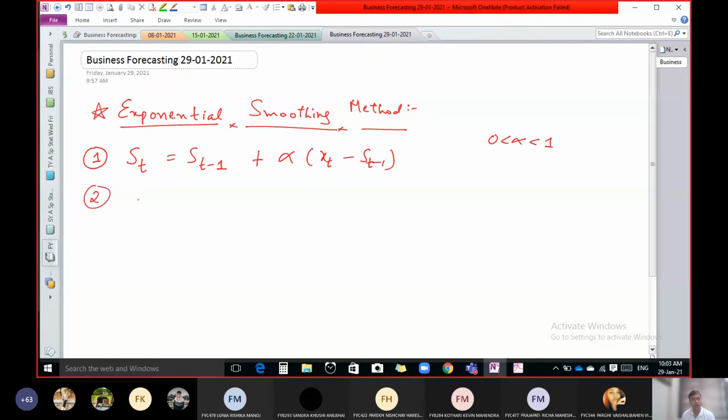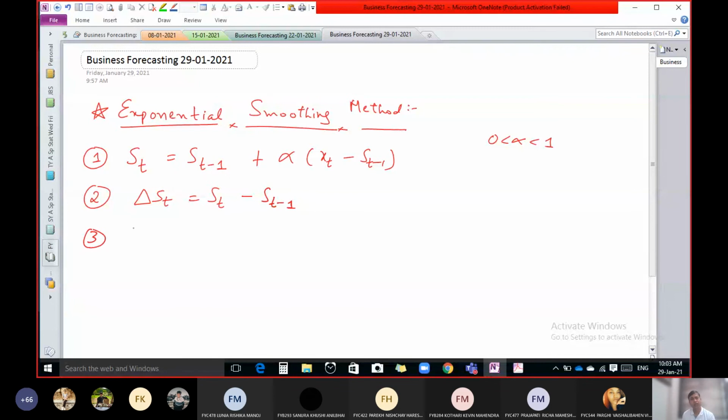Second formula, delta St equal to St minus St minus 1. So it shows the difference of the smoothing value. Delta stands for difference, and the difference of smoothing value at time t is smoothing value at time t minus smoothing value at time t minus 1.